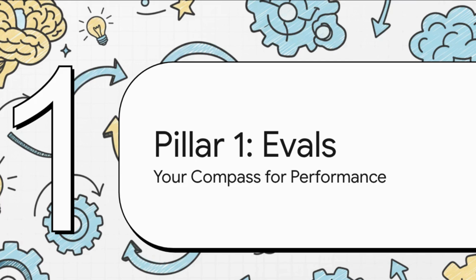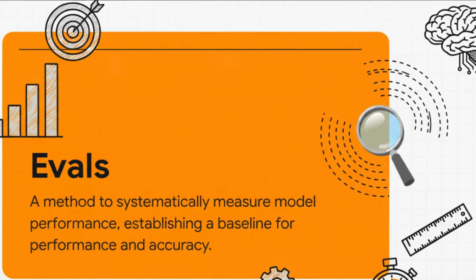Seriously, think of evals as your compass. You can't navigate without one, right? Well, you can't improve what you can't measure, and evals are how you measure. So what are evals? Well, they're basically a structured way to test your model's output. They let you create a performance baseline, a kind of ground truth that tells you objectively, how good is my model right now, before you start messing with prompts or fine-tuning.